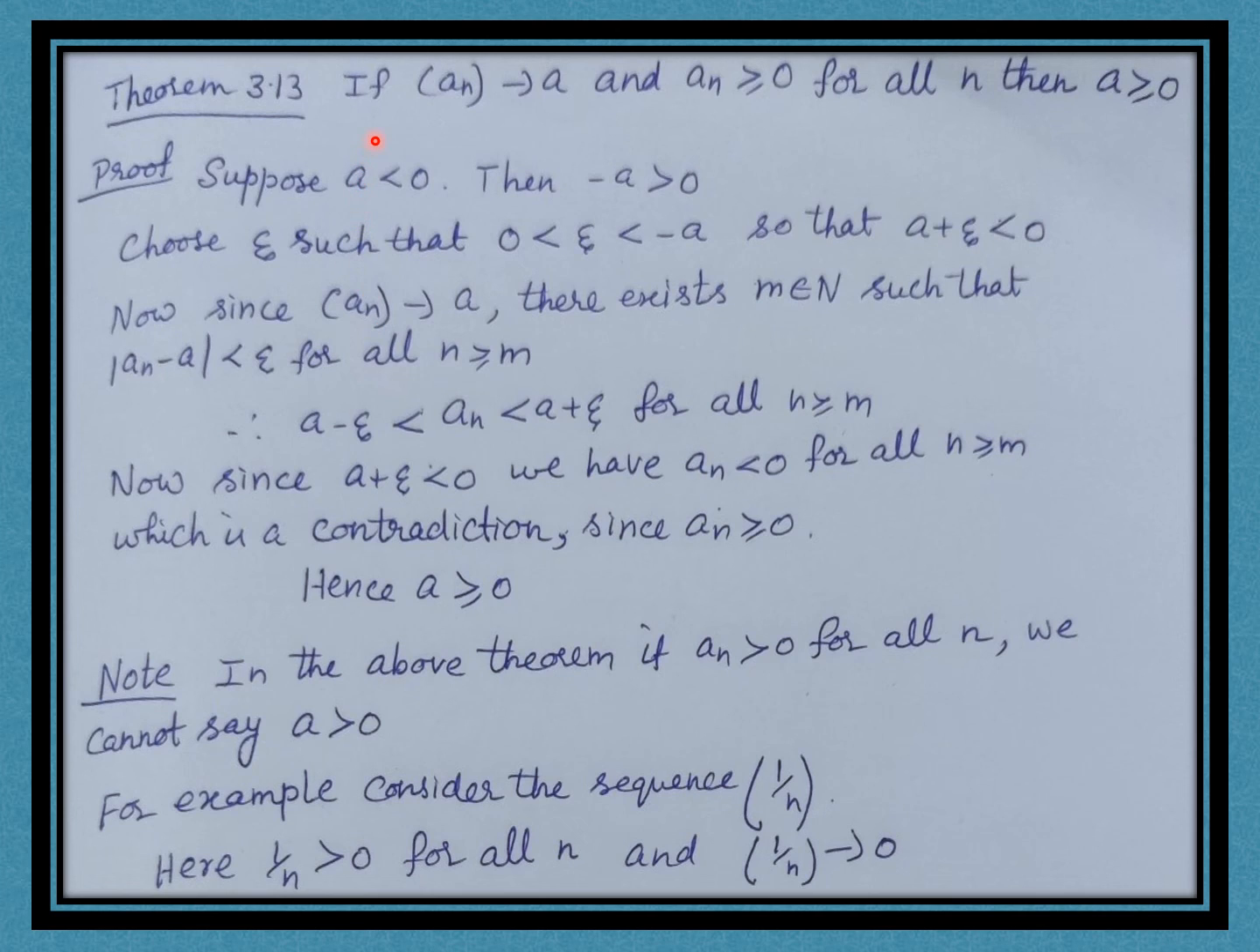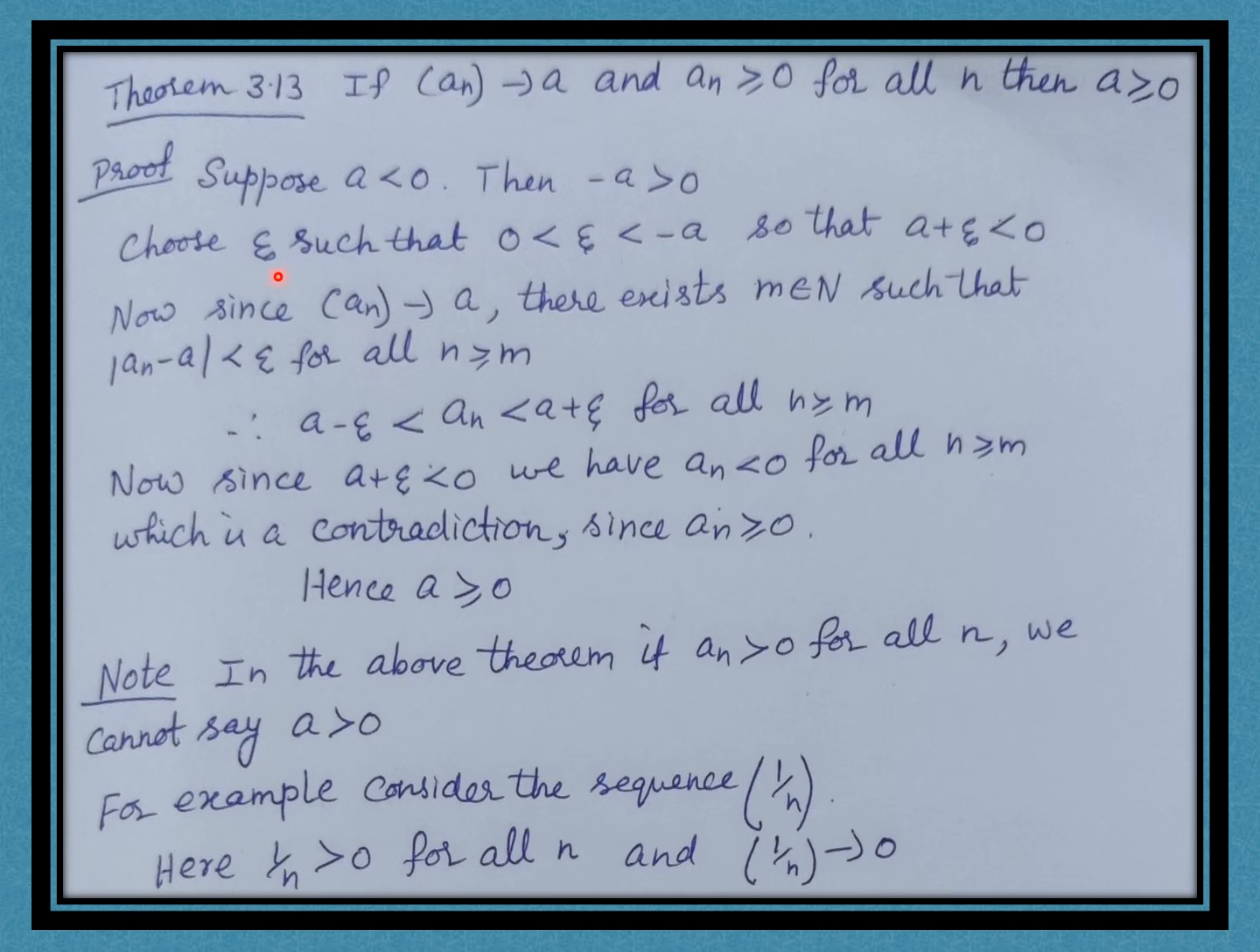The next theorem is, if sequence an converges to a and an is greater than or equal to 0 for all n, then a is also greater than or equal to 0. Note this, an is either greater than 0 or equal to 0. Then a is either greater than 0 or equal to 0, right? So we have to prove that a is greater than or equal to 0. On the contrary, let us assume that a is less than 0. If a is less than 0, then minus a will be greater than 0.